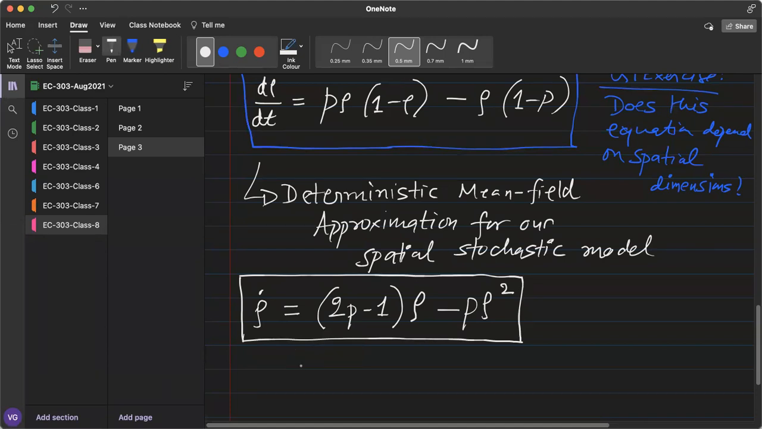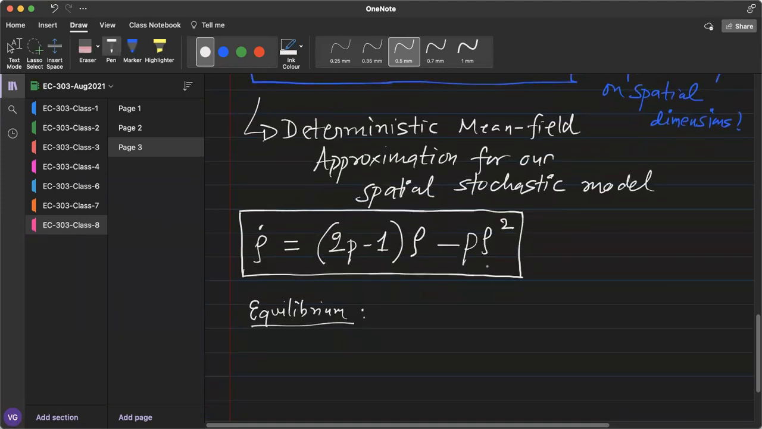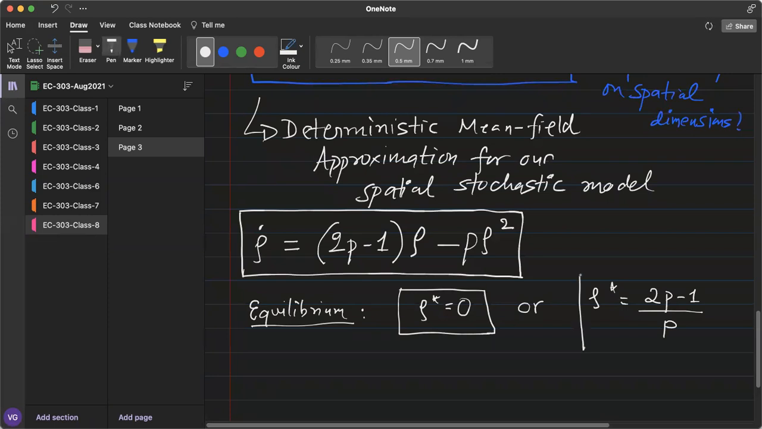Okay. So now we can find the equilibrium. What are the equilibrium solutions? Equilibrium solutions are when this entire right hand side is equal to 0. That happens when either rho is 0 or, taking rho common, 2p minus 1 minus p rho is 0, which is another solution. There are two solutions. One is an extinction equilibrium. The other is a non-extinction equilibrium, rho star equal to 2p minus 1 divided by p.